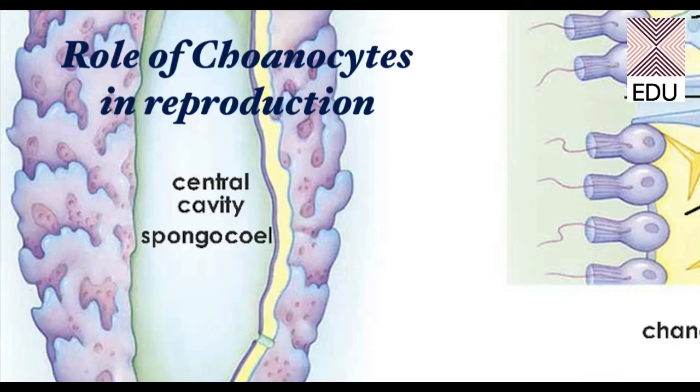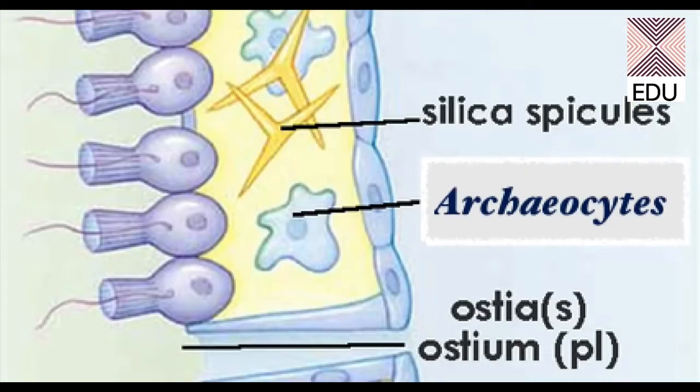Now we will be taking up the second part of choanocytes. This is the role of choanocytes in reproduction. So choanocytes are very important cells. First of all we should talk about the formation of the gametes. Here we have special cells which are called archaeocytes. These are undifferentiated cells, and I have told you earlier that these can form any type of cell in the body of the Sycon.